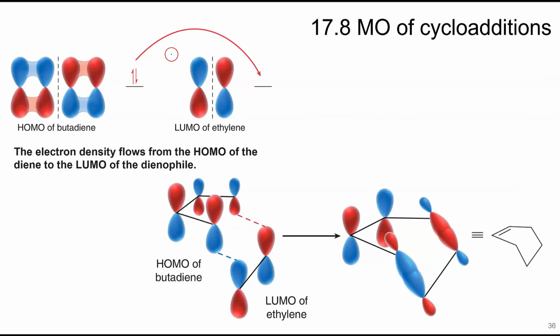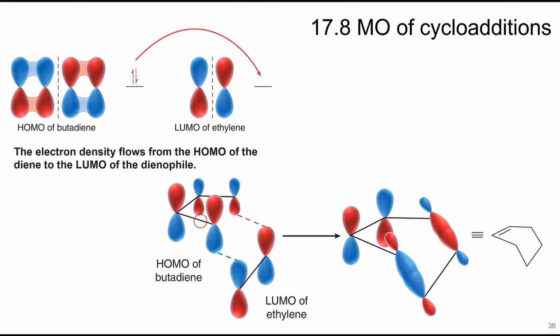This is just a shorthand of what I just said. The electron density flows from the highest occupied molecular orbital of the diene to the LUMO of the dienophile. So the 4 carbon atoms will rehybridize to give sp3 hybridized orbitals that can form these sigma bonds.